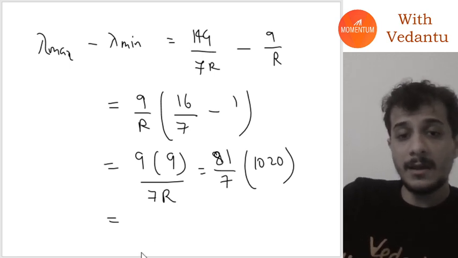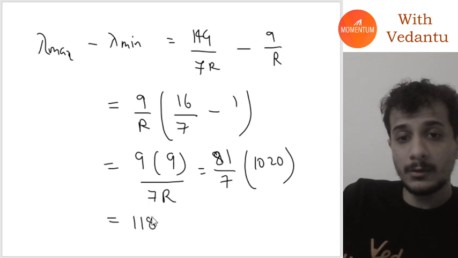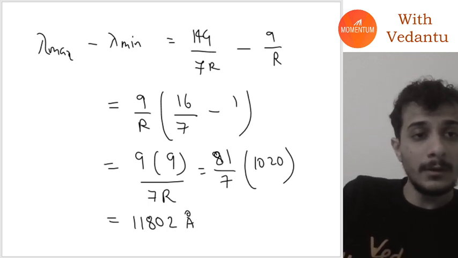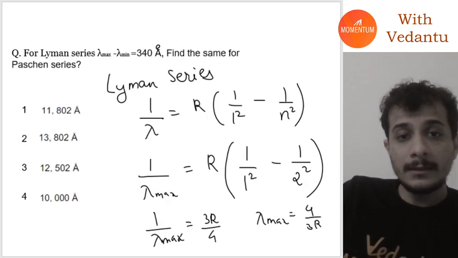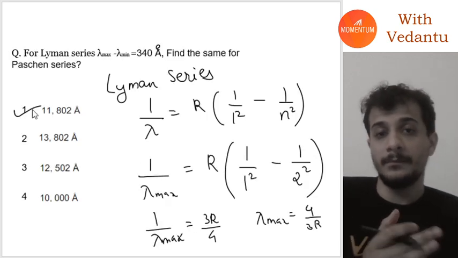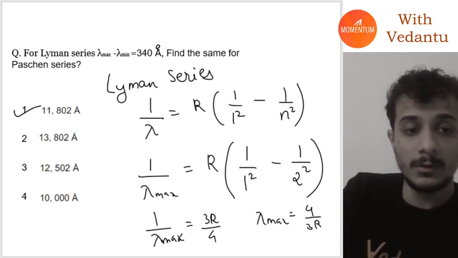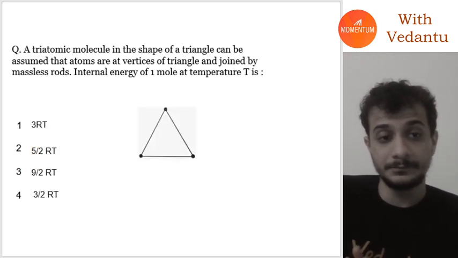This will be 11,802 angstroms. That is given as option 1. I really hope everybody understood.